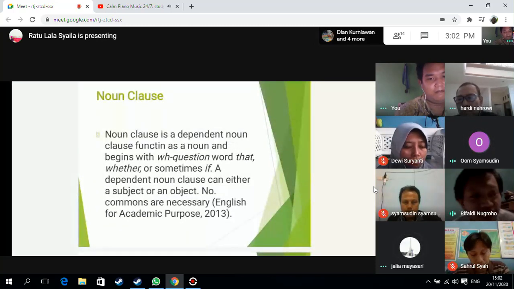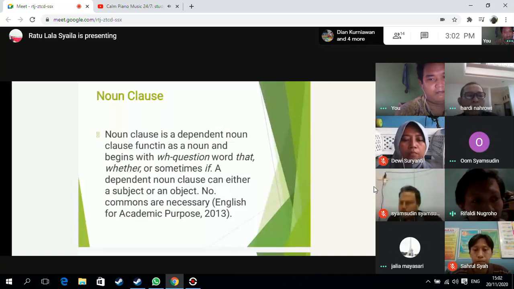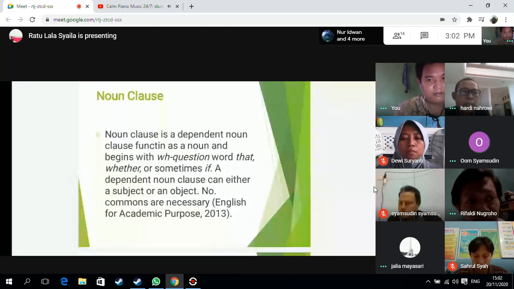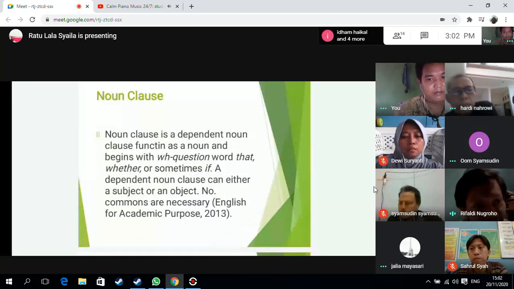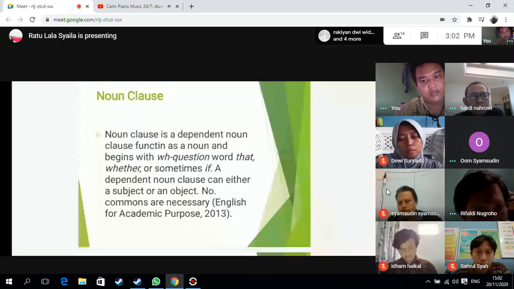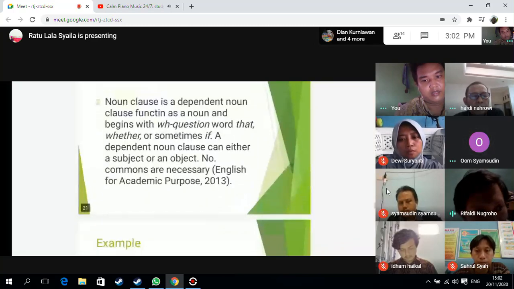A dependent noun clause functions as a noun and begins with a word like that, whether, or if. A dependent noun clause can be either a subject or an object. No comments are necessary.